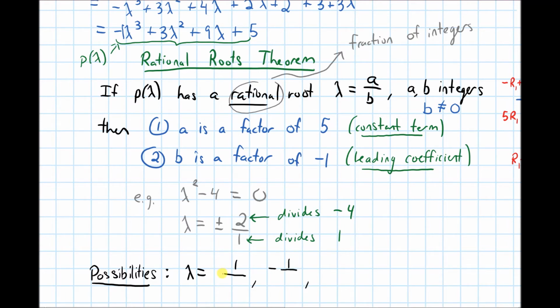And then for the denominator, there's going to be more, but let me just start with these. For the denominator, it's got to be a factor of negative 1. Okay, so there's two possibilities. The denominator could either be 1, or the denominator could be negative 1.